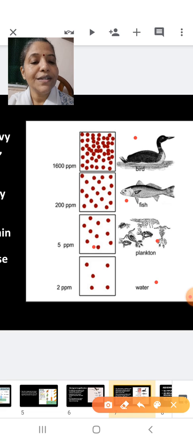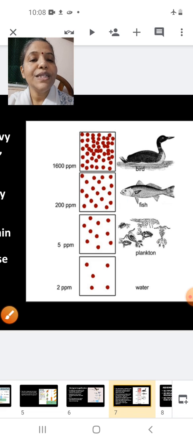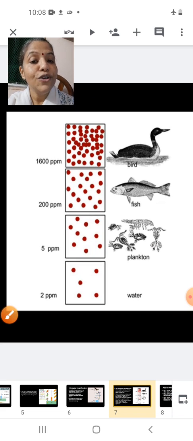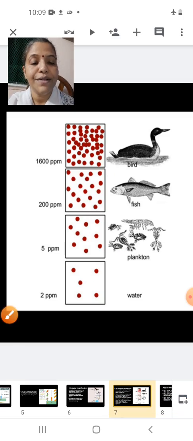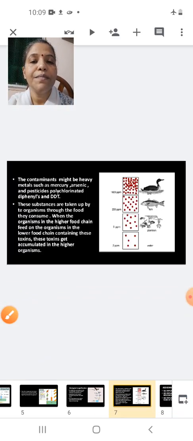Okay, so now this is regarding the red dots. The red dots here are showing the amount of toxic substances in the water body and how the amount is increasing as we move from one trophic level to another trophic level. Okay, students?